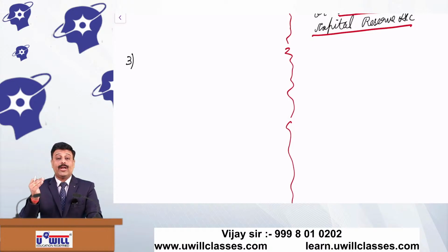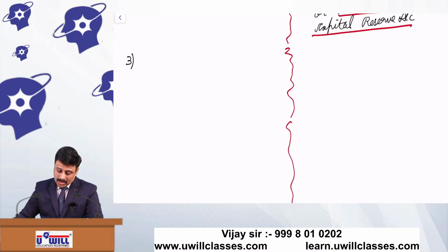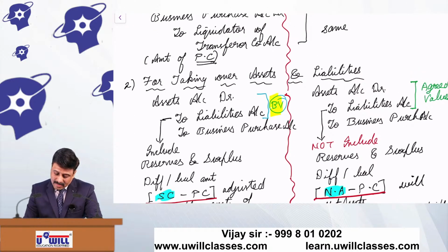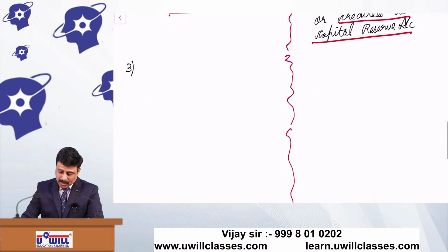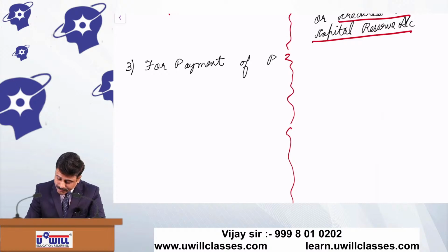Now, third entry. Payment to be made to the liquidator. Okay, assets are taken over, liabilities are taken over. Now here we discussed that payments will be made to whom? Payment will be made to the liquidator of transferor company. So now we'll pass the entry for making payment to the liquidator, for payment of purchase consideration. Okay, we have to pay the amount of purchase consideration.